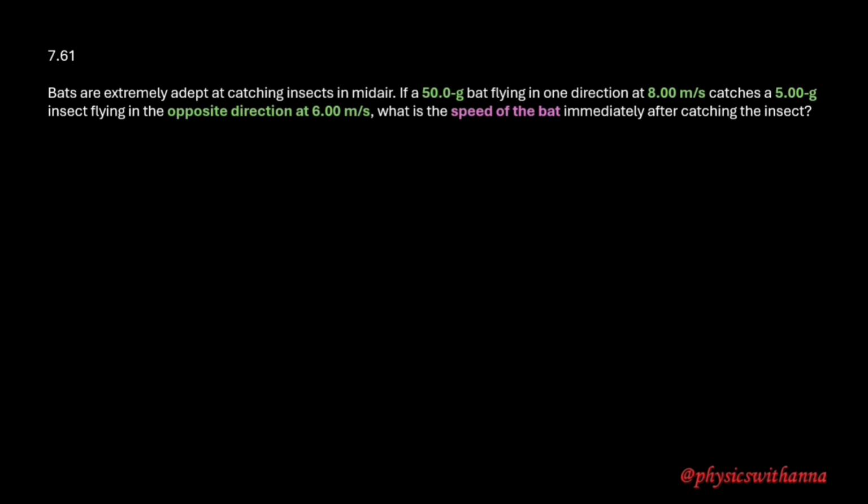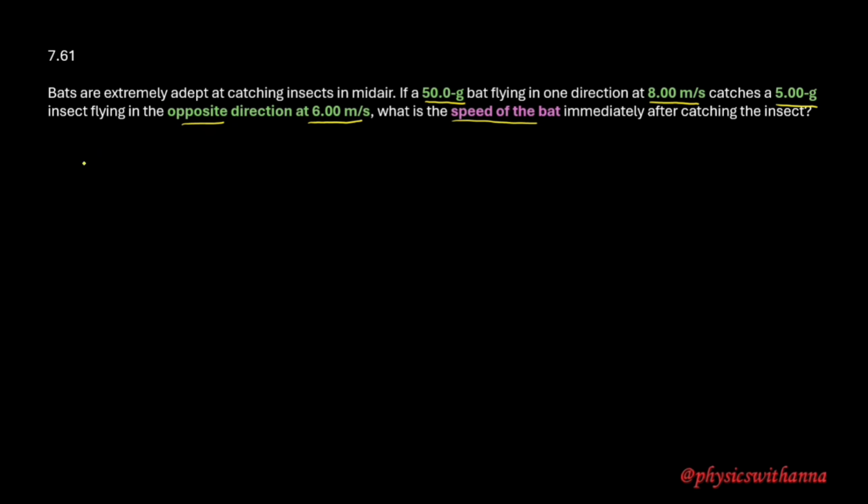Question 7.61. Bats are extremely adept at catching insects in mid-air. If a 50-gram bat flying in one direction at 8 meters per second catches a 5-gram insect flying in the opposite direction at 6 meters per second, what is the speed of the bat immediately after catching the insect?